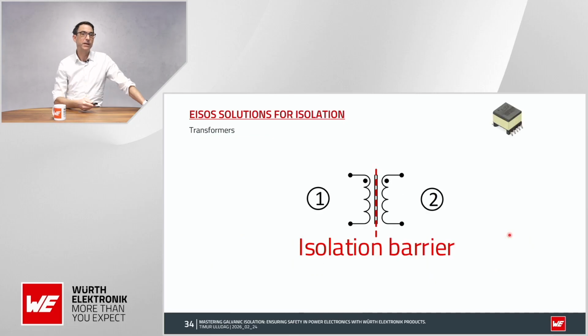Then, the well-known transformers. Everybody knows the transformers provide a galvanic isolation by transferring electrical energy between circuits, here from primary to secondary through the magnetic induction, while maintaining complete electrical separation between primary and the secondary side, with this here as the isolation barrier.